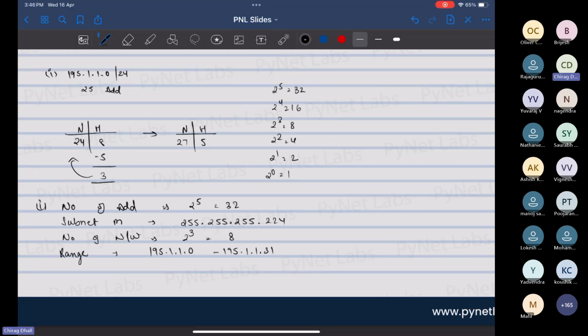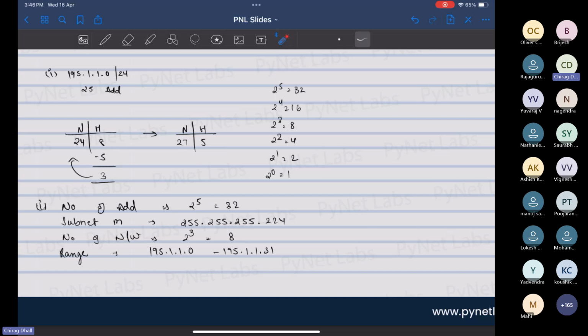Okay, I'll explain again. My requirement was 25 addresses. First, I need to figure out how many host bits are enough for 25 addresses. So I started from 2 raised to the power 0 and I figured out that 2 raised to the power 5 covers my requirement with a minimum wastage, right?